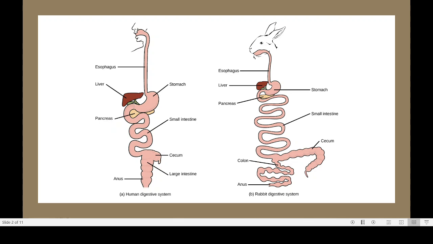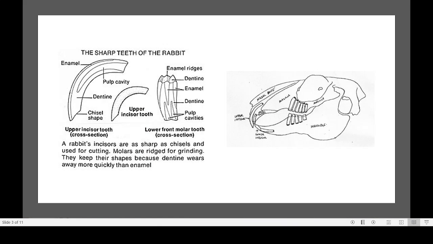Now here you can find a comparison of the alimentary canal of a human being as well as that of a rabbit. And we will take the structure of each portion one by one. First, in the alimentary canal we have the mouth. The cavity inside the mouth is known by the name buccal cavity, otherwise known as mouth cavity. Mouth cavity or buccal cavity is protected at the front by means of teeth.